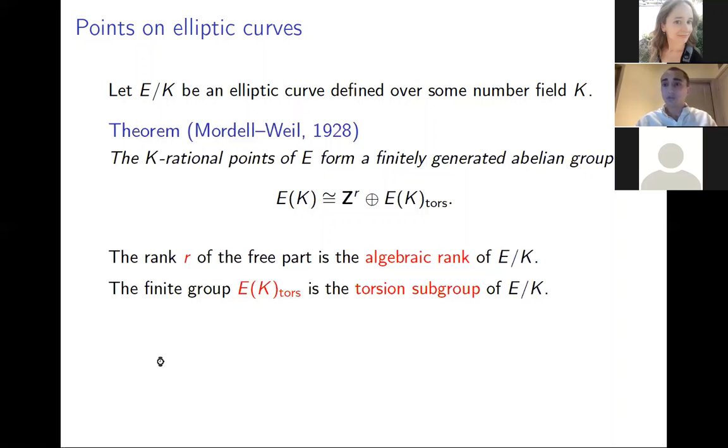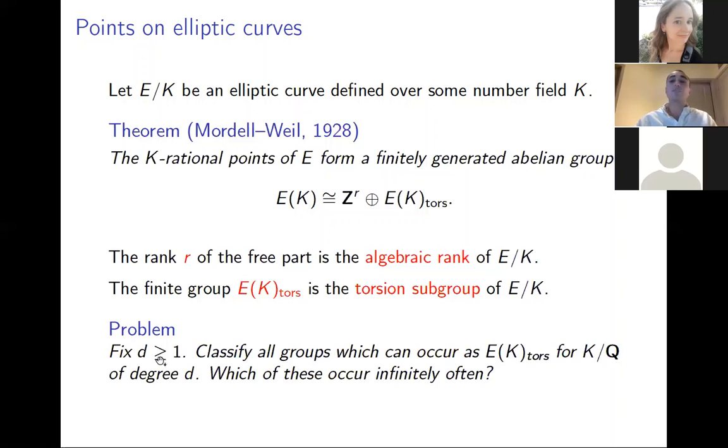And so the problem we're interested in is: if we fix some d greater than or equal to 1, can we classify which finite groups appear as the torsion subgroup for K over Q, a degree d number field? And a follow-up question is to ask which of these groups occur infinitely often, namely for infinitely many j-invariants of elliptic curves.